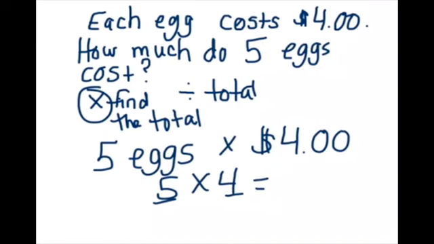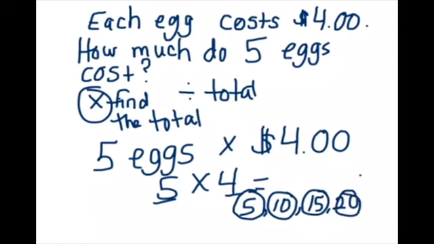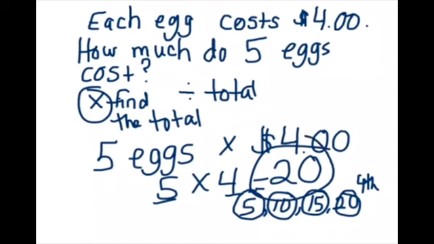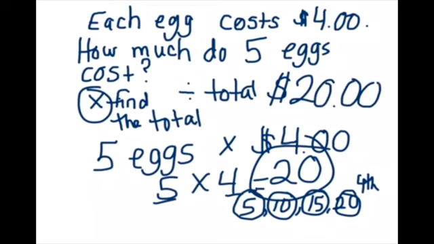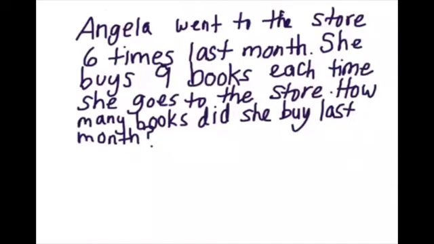And then what is 5 times 4? I could count by 5s to figure that out, right? 5, 10, 15, 20. And I stopped at the 4th number. So 5 times 4 is 20. So our answer is, how much do 5 eggs cost? $20. And that's how I would write $20 with the decimal, or this period it looks like. It's called a decimal. And then a 00 at the end, that's $20.